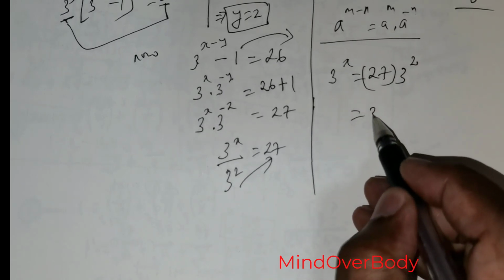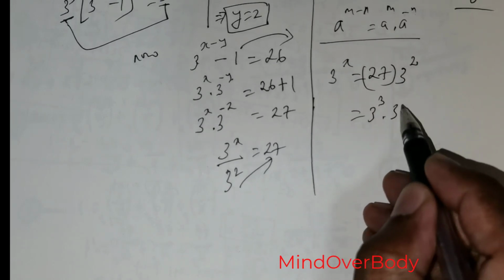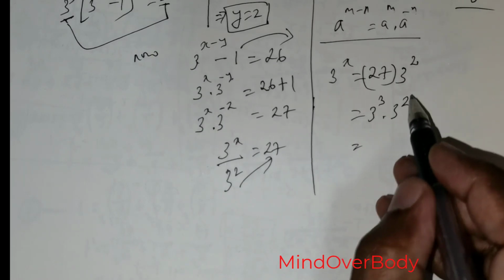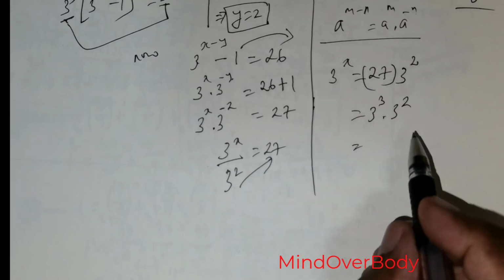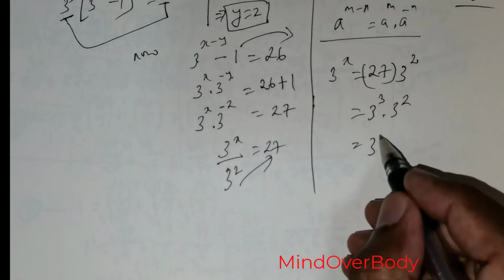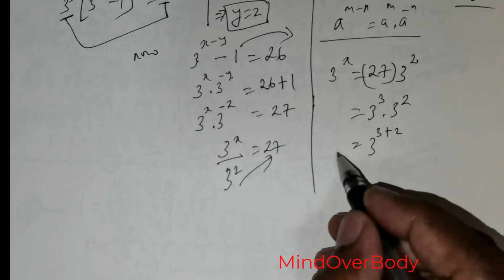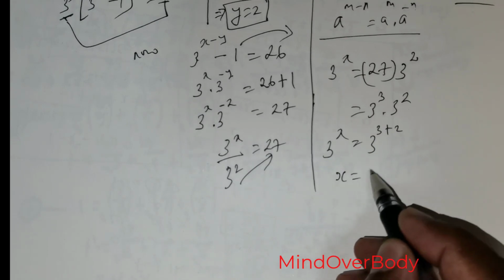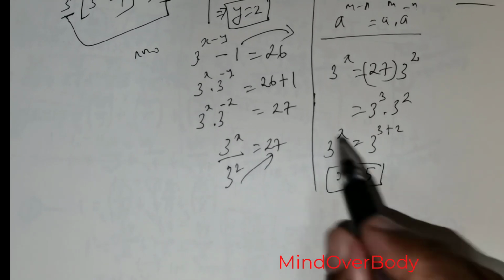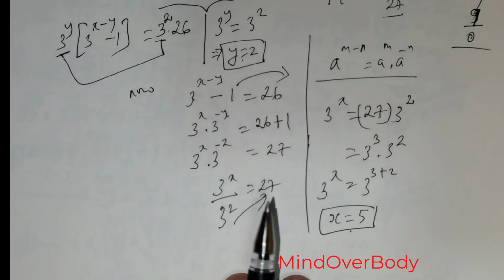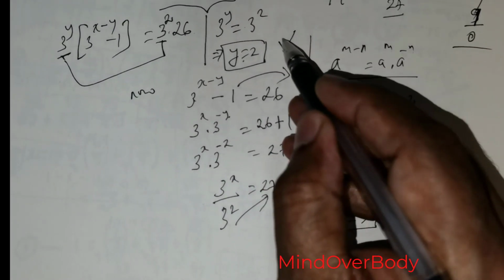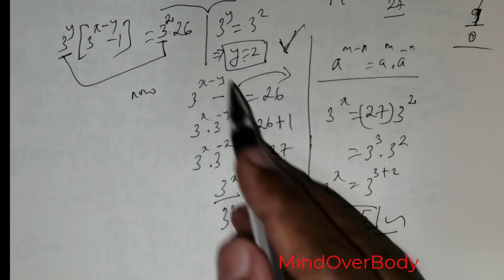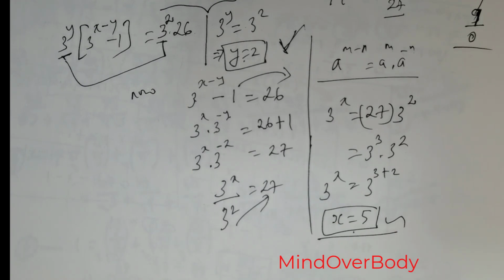Now I can write 27 as 3 raised to the power of 3 times 3 raised to the power of 2 there. I can add these two things by the law of indices. So that's going to be 3 raised to the power of 3 plus 2. On the left hand side I got 3 raised to the power of x. So this would mean x is equal to 5. So I get a value x is equal to 5 and y is equal to 2. So this is a solution and this is a solution. So eventually we are getting the same value as we have obtained.